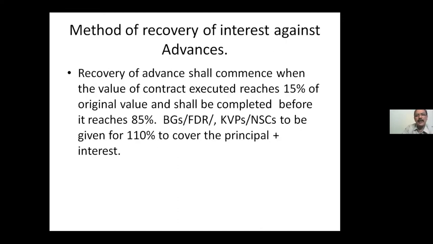तो इसका रिकवरी कब करना? 15% काम होने के बाद और before it touches 85%, the advance along with interest should be recovered. Recovery of advance. इसके लिए ये एडवांस भी कैसे देते? Against security, against bank guarantee, और fixed deposit receipt, और KVP और National Savings Certificate, वो सिक्योरिटी लेने के बाद ही। तो सिक्योरिटी कितना लेना? 110%, क्योंकि it has to cover the interest also in addition to the principal. तो 1 crore अगर आप दे रहे, तो how much security has to give to Railways? He has to give 1.1 crore. That is the meaning of this.